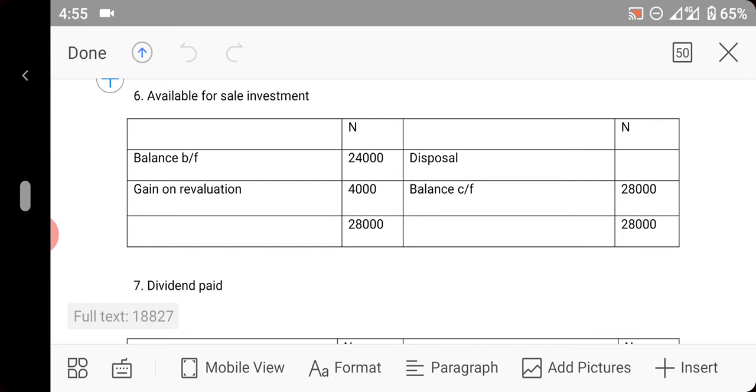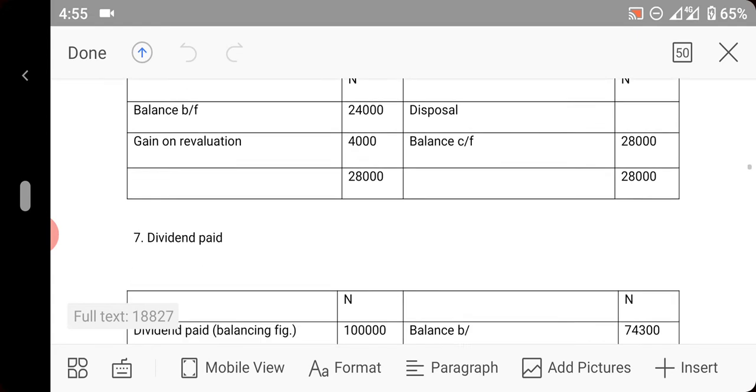So balance brought forward is 24,000. It's at the debit side. Balance carried forward is on the credit side. Then if there was any gain, the gain is 4,000, which is this. So you add up, it will give you the same value. So there was no disposal of available for sale investments.